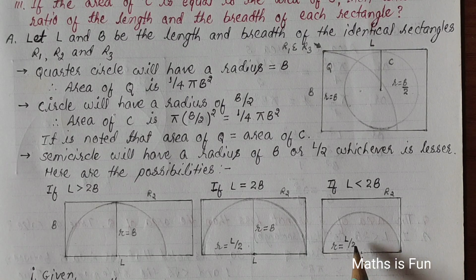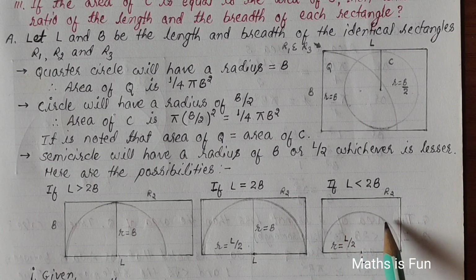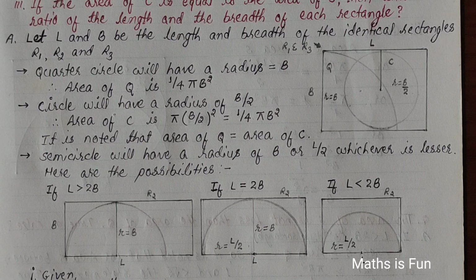So its radius will be L/2. We take a point in the middle of this length, and that becomes the center of the semicircle, and we draw a semicircle. So we have got three possibilities in cutting out the largest possible semicircle from any rectangle. Now we move to our question number 1.